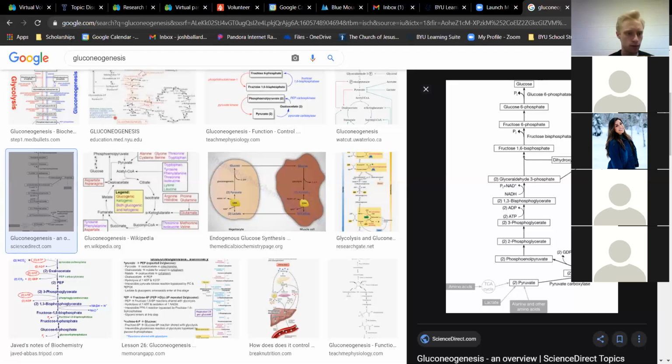And then here are the 2 bypass steps from steps 1 and 3 of glycolysis. In the gluconeogenesis case, both result in phosphate losses. And these are the two specific enzymes.